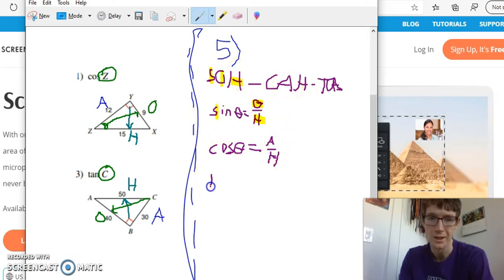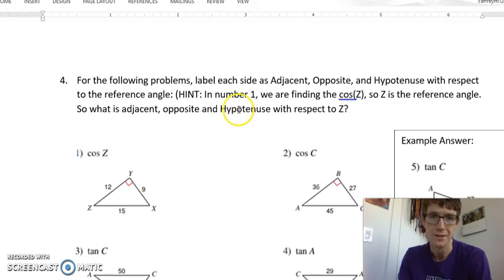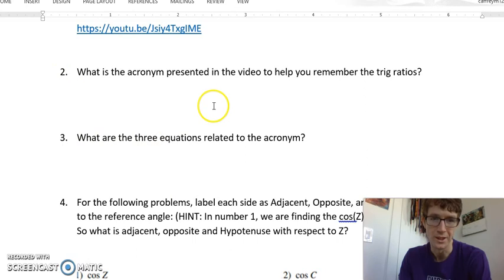The last one is tangent. And by now you guys should get the pattern. Maybe you can fill this in on your own. The tangent of theta is equal to opposite over adjacent, TOA, O over A. Okay, great. So this is our acronym. These are the 3 equations. So I basically answered these 2 for you in that process.